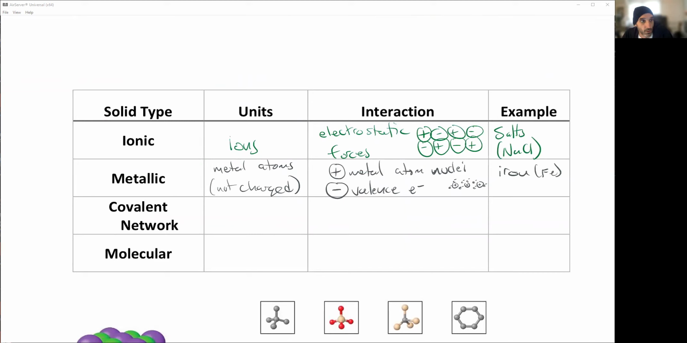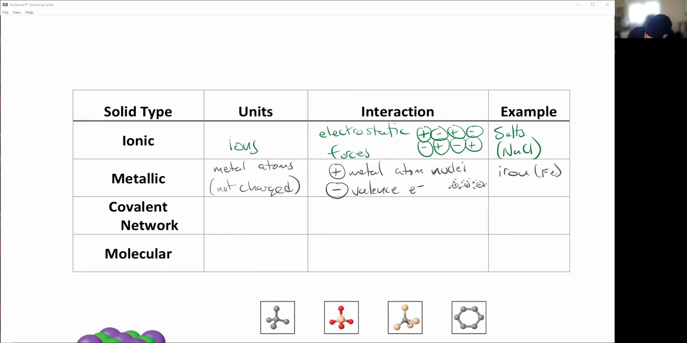Similar to metallic, but they're going to be a little more restricted. So metallic was a bunch of these nuclei in a sea of electrons. And because it has that sea of electrons, it's very malleable and you can adjust it. Covalent network, on the other hand, is made up of individual atoms.